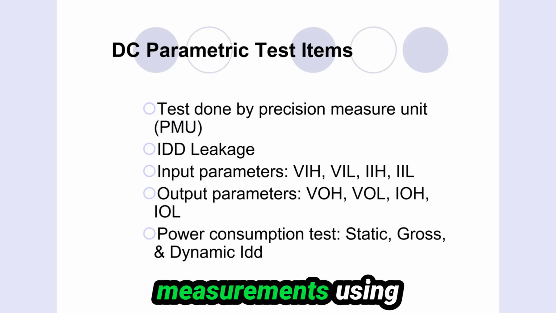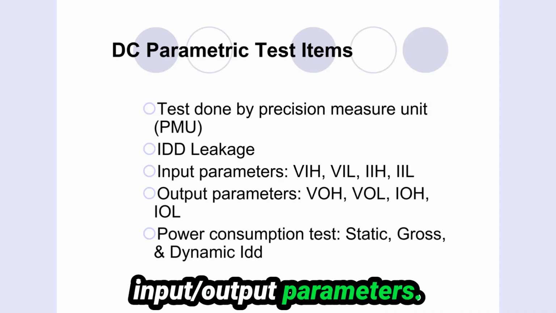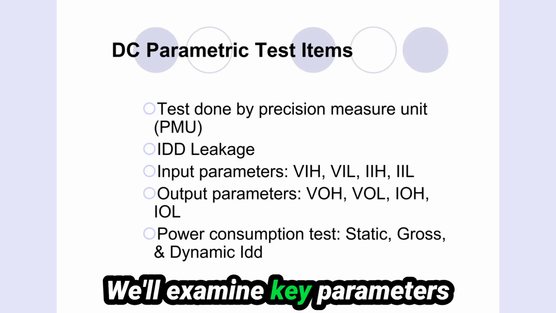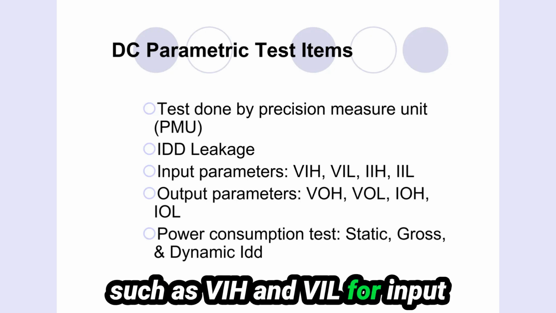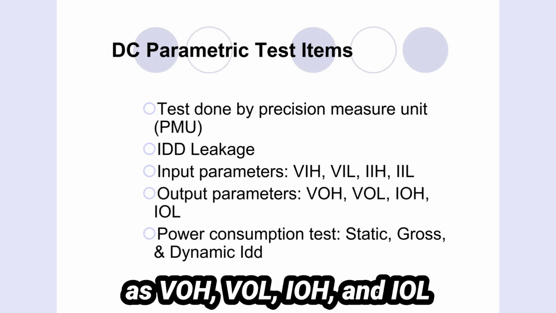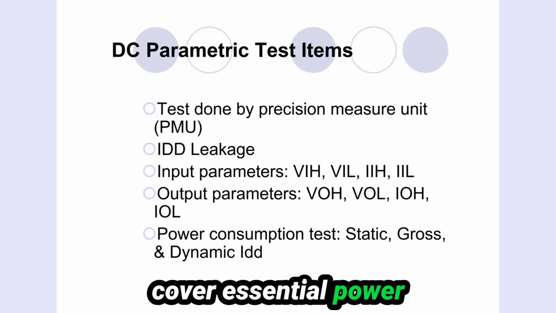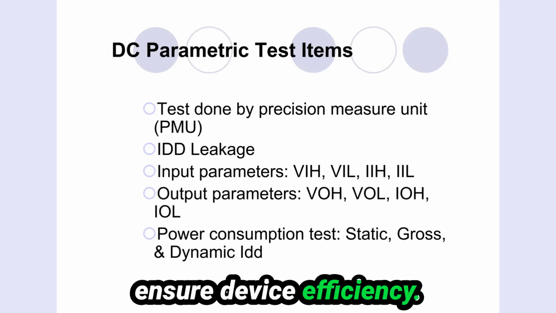These include precision measurements using PMU, IDD leakage testing, and various input-output parameters. We'll examine key parameters such as VIH and VIL for input voltage levels, IIH and IIL for input currents, as well as VOH, VOL, IOH, and IOL for output characteristics. Additionally, we'll cover essential power consumption tests that ensure device efficiency.